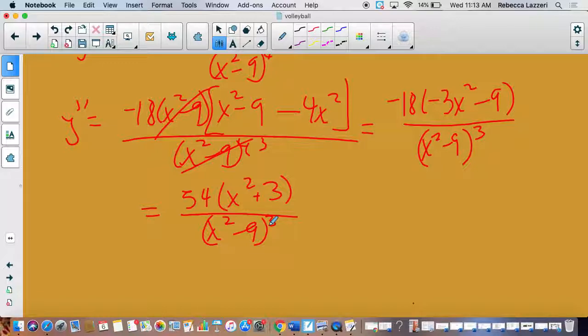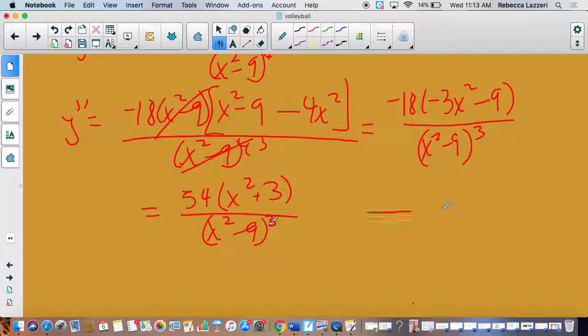X squared plus 3 can't ever equal 0, can it? So my only points of inflection, why am I not calling them points of inflection, for 1,000 different reasons, really, is I hadn't tested them yet for a sign change, so don't you call it anything, okay? Also, 3 and negative 3 aren't even part of this problem, okay? Those are my only possibilities.